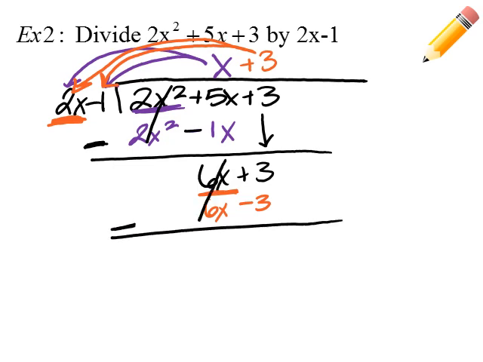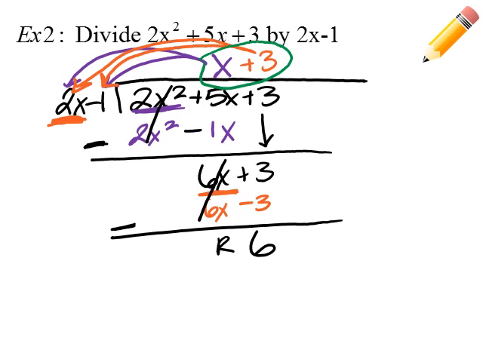6x minus 6x cancels. 3 minus negative 3. Be very careful. I see a lot of people put 0 here, but subtracting a negative becomes addition. So I actually have 6 remaining. Now nothing times 2x would get me to 6. So this becomes my remainder.